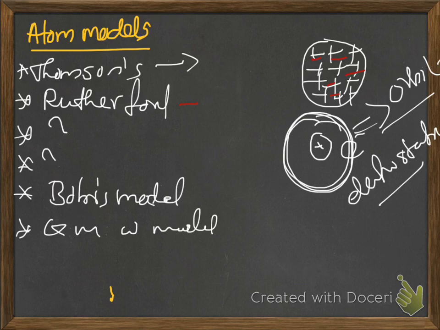Entire positive charge and most of the mass are concentrated in a small region called the nucleus. Negatively charged electrons are revolving around this nucleus through circular paths, which we can call orbits, and the interaction between this positively charged nucleus and the negatively charged electron is perfectly electrostatic. At the time of Rutherford, this model was good, in agreement with the theories that existed at that stage.